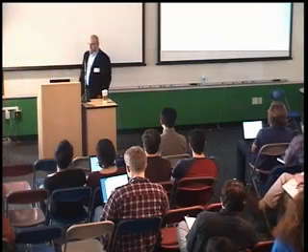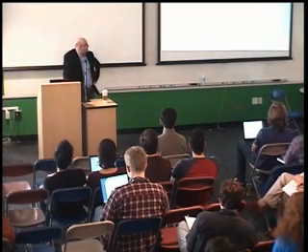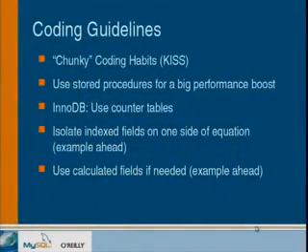All right, isolating index fields on one side of the equation. Like in your basic math class, you want to put the single variable on one side and have your equation on the other. We'll show an example of how to do this in a second, and using calculated fields when they're necessary. Let's go on to the example of isolating indexed fields on one side of the equation.